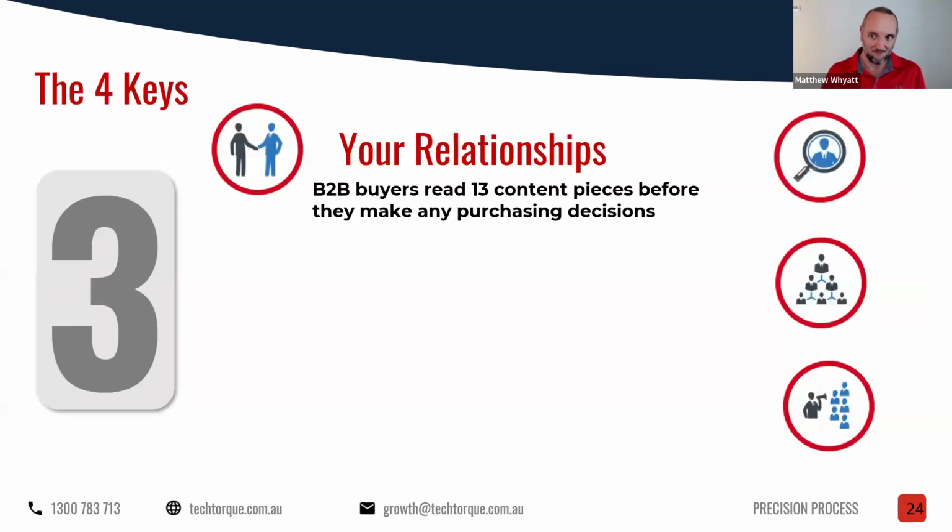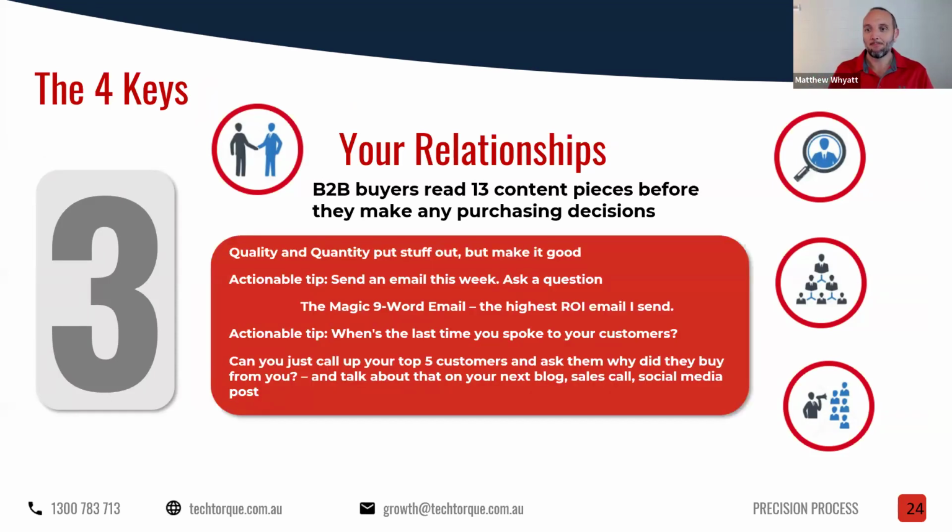So your relationships. People read 13 content pieces before they make any purchasing decisions. You should probably be thinking about how many content pieces you've got out there, and whether or not you own them or somebody else owns those content pieces. Quality and quantity. Put stuff out, but make it good. The commitment I've made this year is to doing webinars once a month, every single month, on the last Thursday of the month. Doesn't matter even if it's a couple of hours before Easter holidays. It's going to happen every time, and this creates a structure.